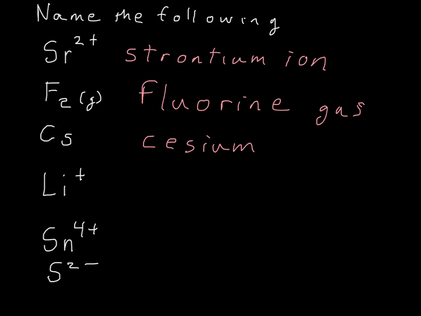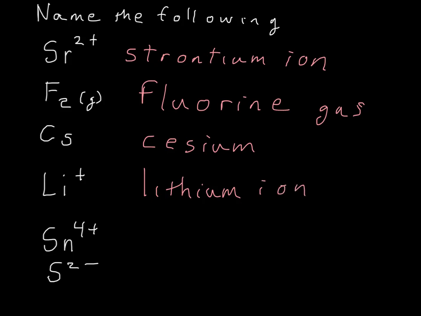Now we have Li with a +1 showing. So we have lithium, and lithium's in group 1A, so it can only form one cation. So we would simply call it the lithium ion.